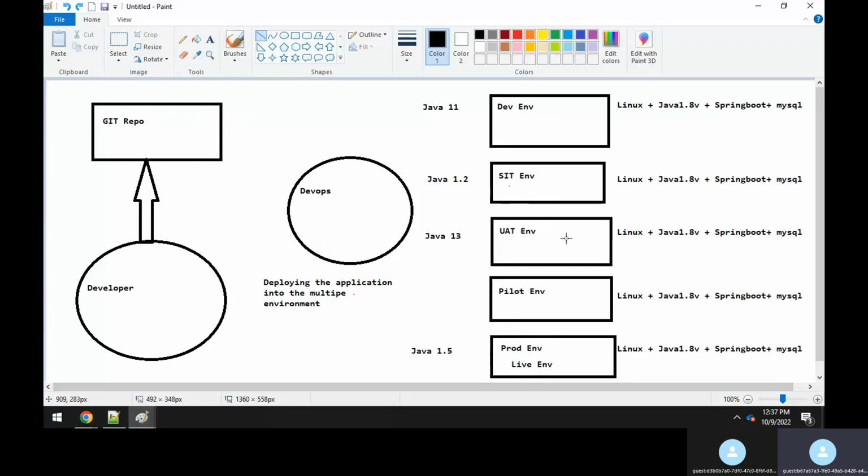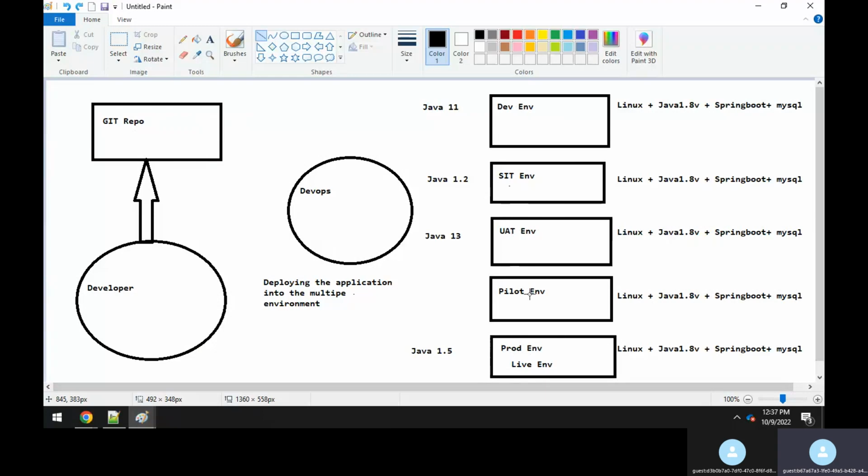After that, you have one more environment, the UAT environment. Basically, the UAT environment is used by the client to test the functionality of your application. UAT is user acceptance testing. This is the environment where the client will test the functionality of the application.